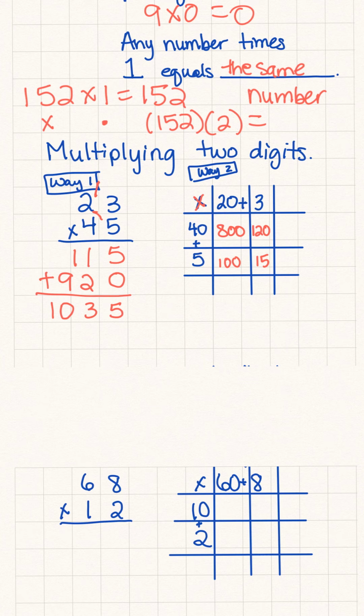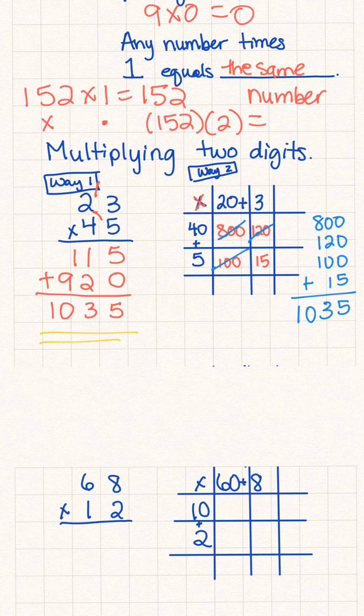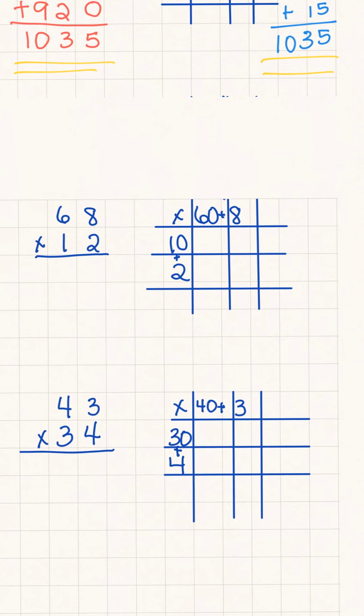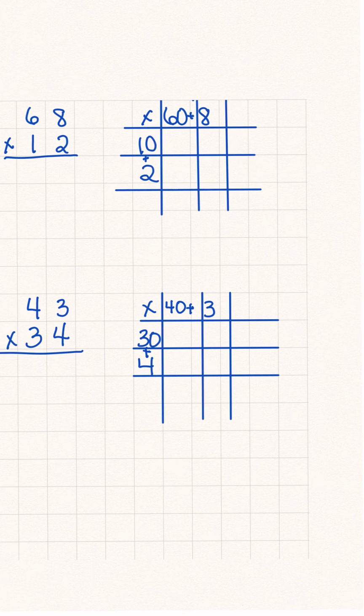So what I usually do is I'll go 800 plus 120 plus 100 plus 15. It's 5. 2 plus 1 is 3. 8, 9, 10. We got the same answer, two different ways to do it. So you decide what way seems easier for you. We have a couple more examples here.